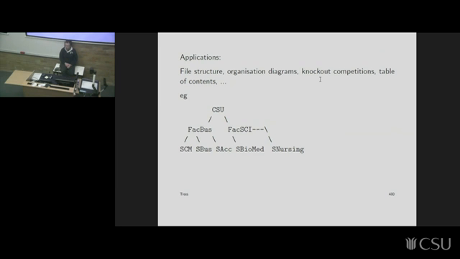So a table of contents, you have the root node is the book itself. The first level of children would be the chapters. The next levels would be the sections within the chapters. That's the idea of a table of contents. So they're very common ways of doing stuff.